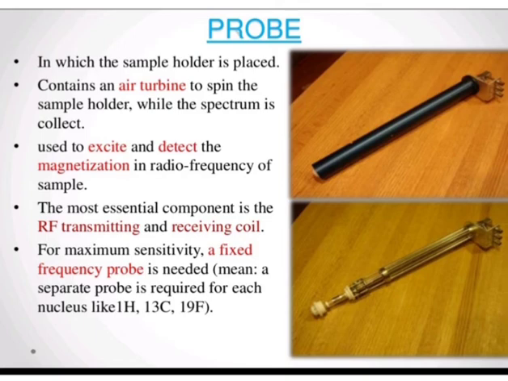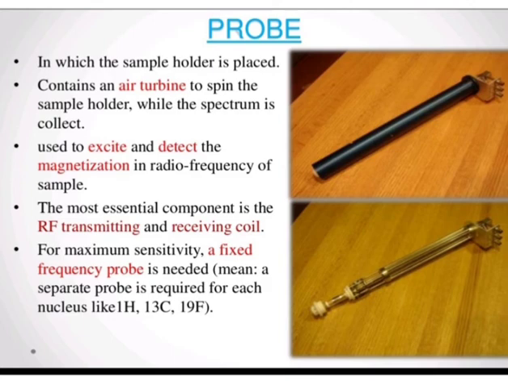So see, a probe means what? A probe in which the sample holder is kept. It contains an air turbine to spin the sample holder, means there is a rotation to the sample holder or a sample tube due to the probe while the spectrum is collected. Then it is used to excite and detect the magnetization in radio frequency of a sample.